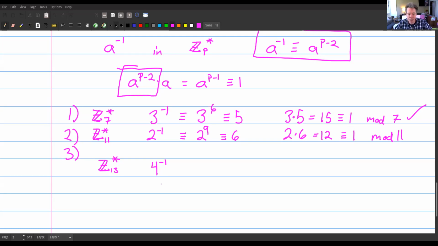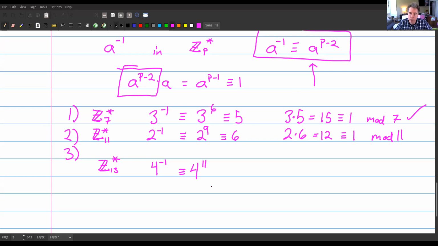Would it be 2 raised to a power since it's 4 we're starting off with? Yeah, so you could definitely use powers of 2 to do this. So what power of 4 is this going to be equivalent to because of this formula? To the 11? Yeah, that's right.